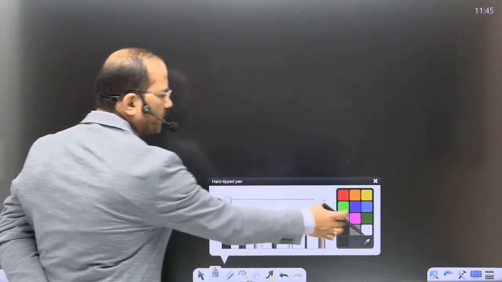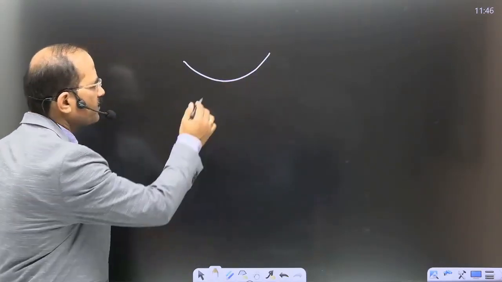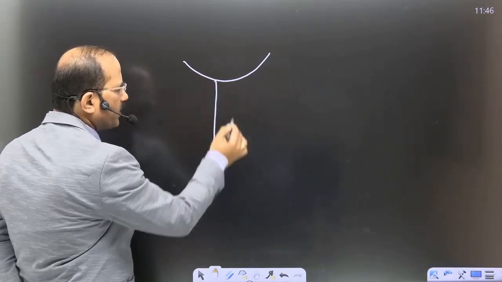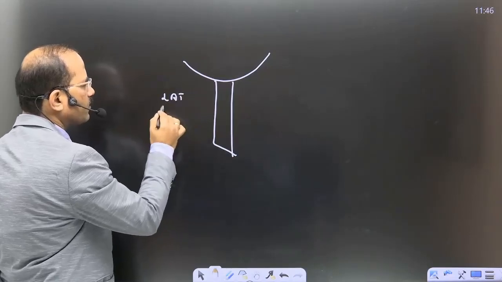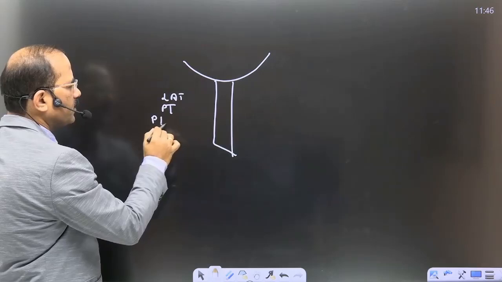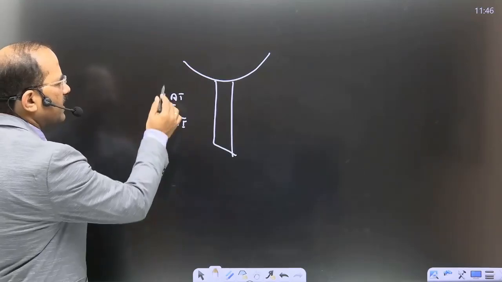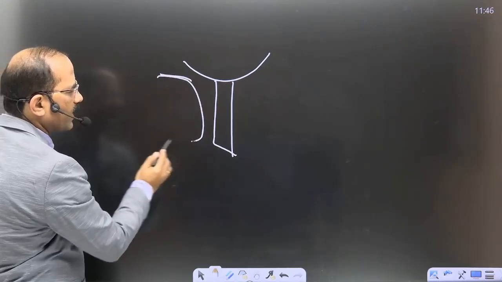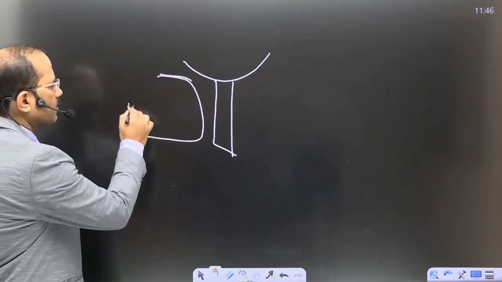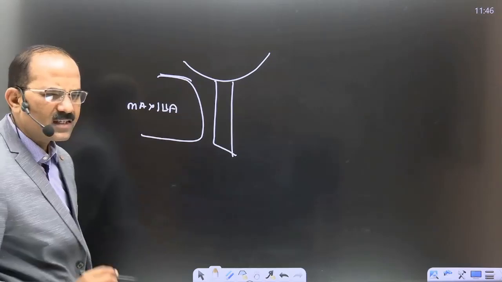I'll make it like this. That's the base of the skull, the greater wing of sphenoid. That's the pterygoid plate, the lateral pterygoid plate. And what is in front of this lateral pterygoid plate? That's the maxilla bone.